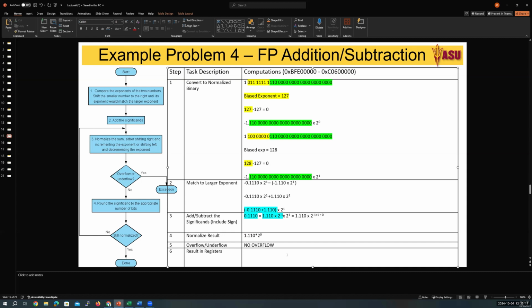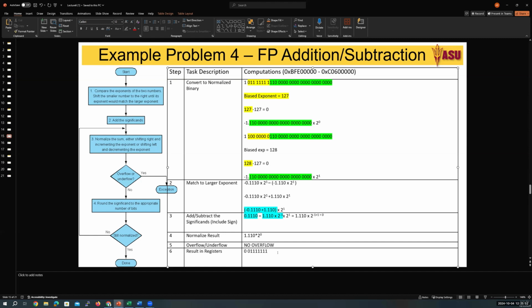So if we are putting it in our registers, it's going to be 0. The first bit is 0. Now the second part is our biased exponent, which is going to be 127, right? Because 0 is our exponent plus the bias. So it's going to be 0 plus 127, which is going to be 0, 1, 1, 1, 1, 1, 1, 1.